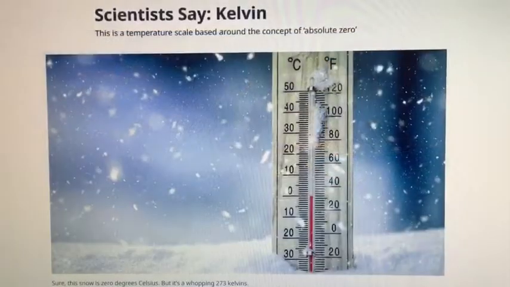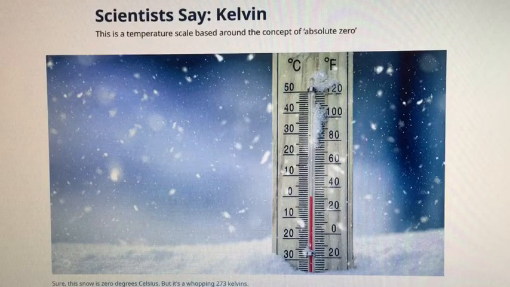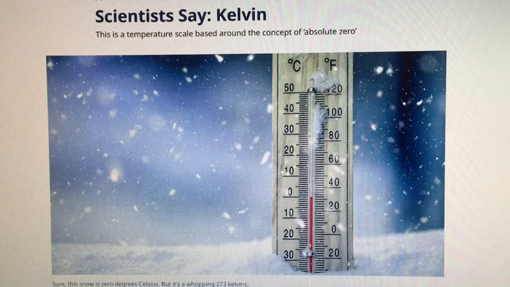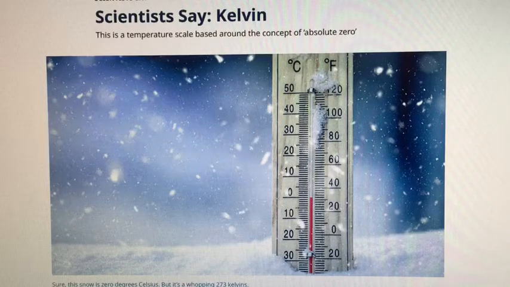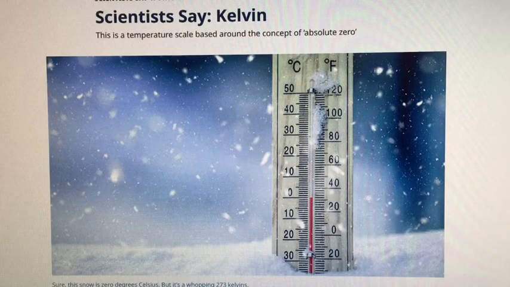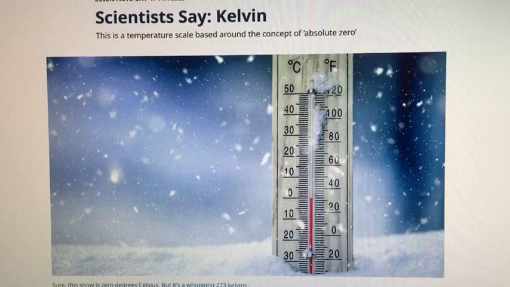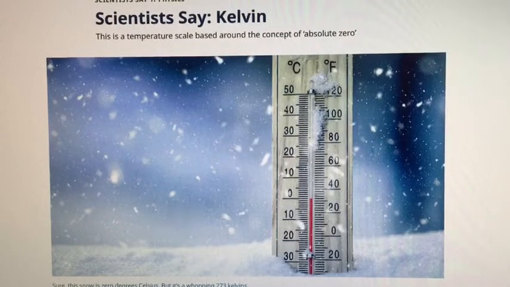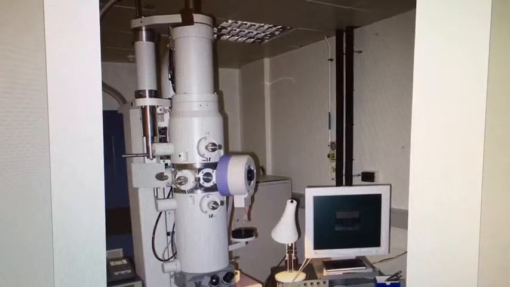Did you know? Scientists say Kelvin. This is a temperature scale that is often used in the physical sciences. Units of Kelvin are the same size as units on the Celsius temperature scale, but 18 degrees Celsius is equal to 291 kelvins. Why is that? The Celsius scale is based on the freezing point of water, which is set at 0 degrees. The 0 point of Kelvin, though, is based on absolute zero, the lowest possible temperature at which no molecule can move. Now that's cold.